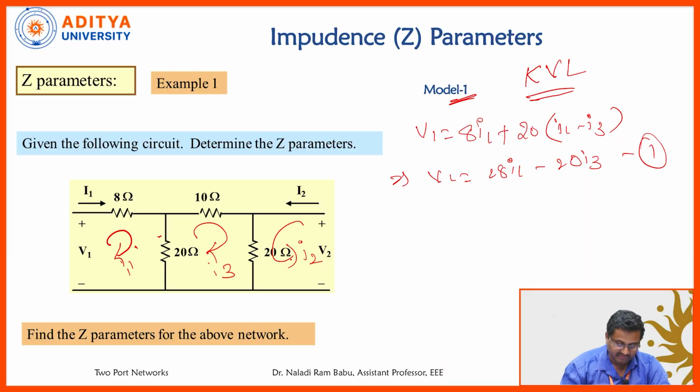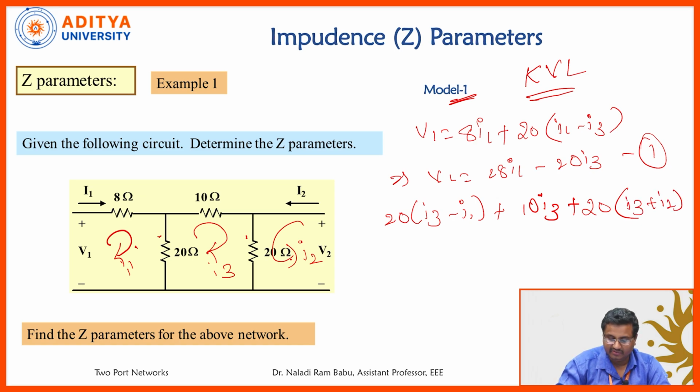Now I am writing the equation for the middle loop. We can write 20 into I3 minus I1, plus 10 I3, plus 20 into I3 plus I2, equal to 0, since here both currents are entering. Simplifying, minus 20 I1 plus 20 I2 plus I3 times 20, 10, 20 again, that is 50 I3, is equal to 0. This is equation number 2.